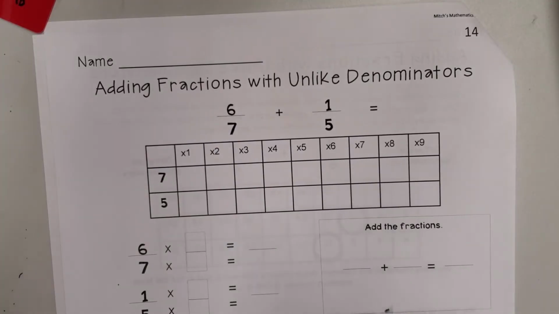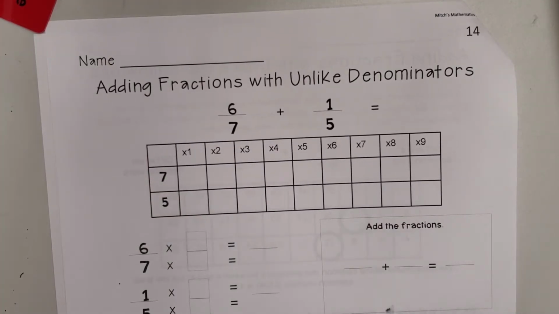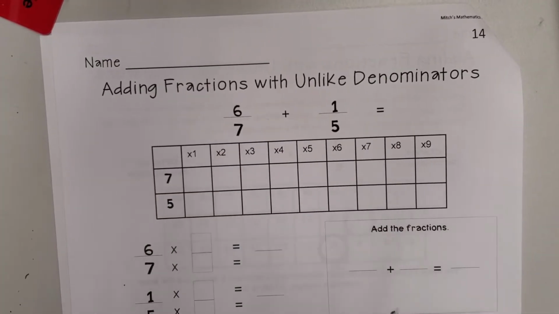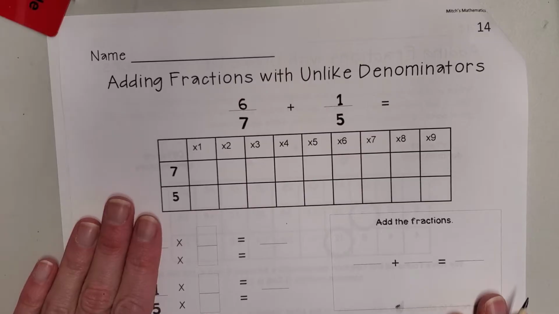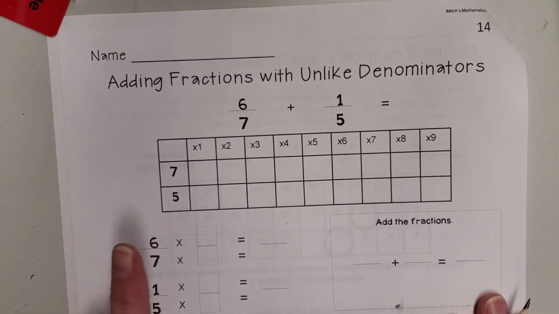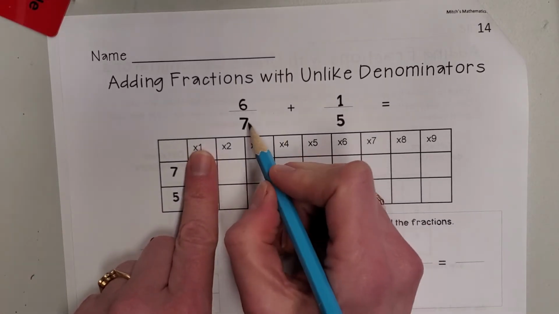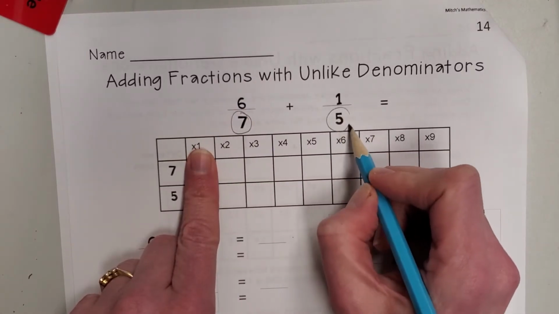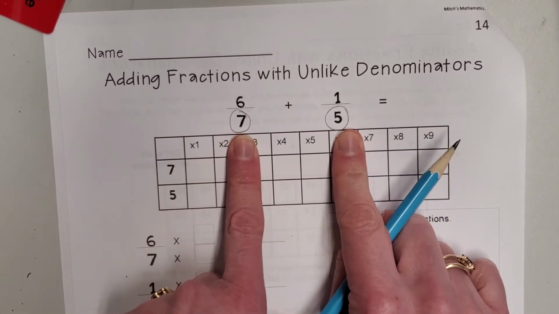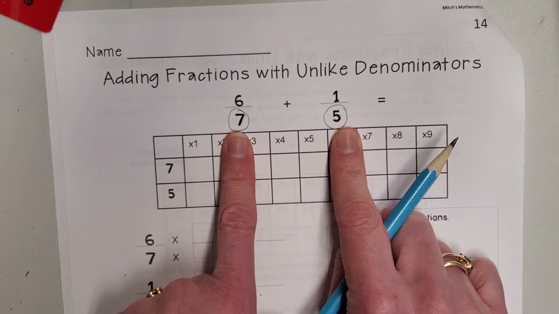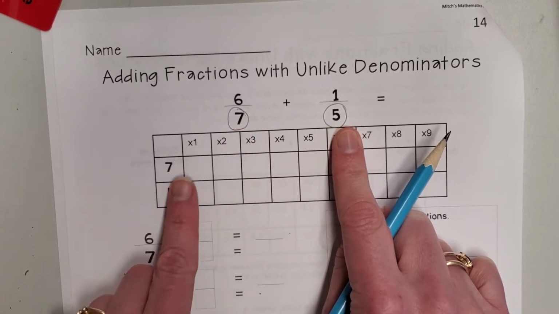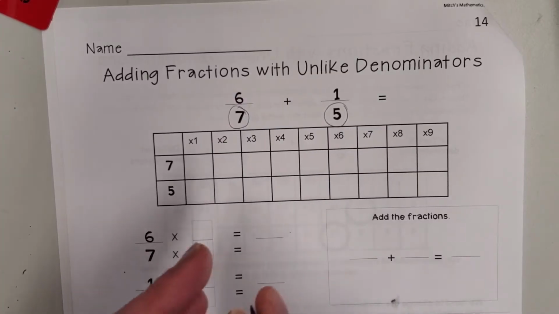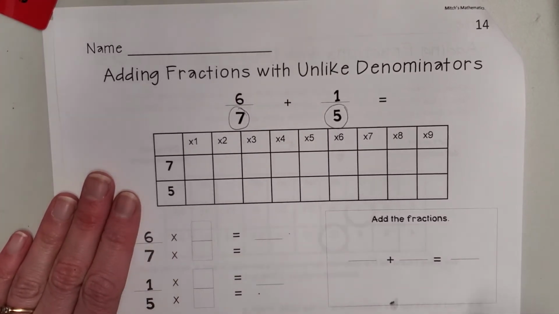We need to figure out a common denominator, something where we can make the fractions equivalent so they have the same denominator. We still need that denominator to match. So we need to change out these numbers, right? We're going to find a number that is the same in their multiplication charts.